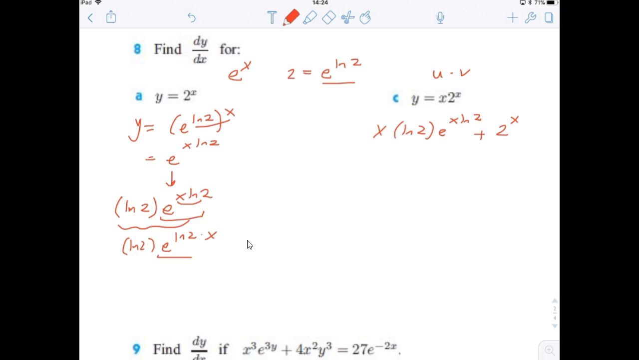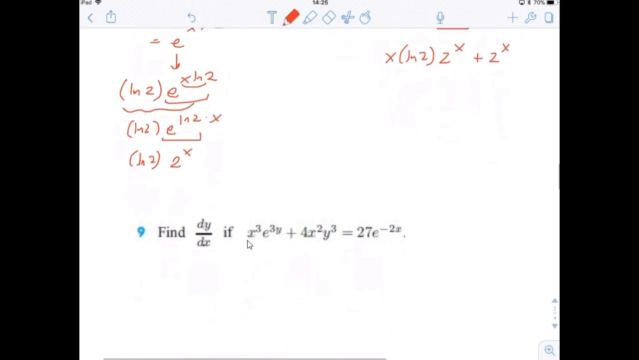Now, we can group e to the natural log of 2, that's equal to 2, right? So then we can get 2 to the x back, just like we had at the beginning. So you could rewrite it like that, right? So every time you see e to the x natural log of 2, it's the same thing as 2 to the x, right? So you could write it like this, x natural log of 2, 2 to the x plus 2 to the x. Okay, maybe that looks nicer.